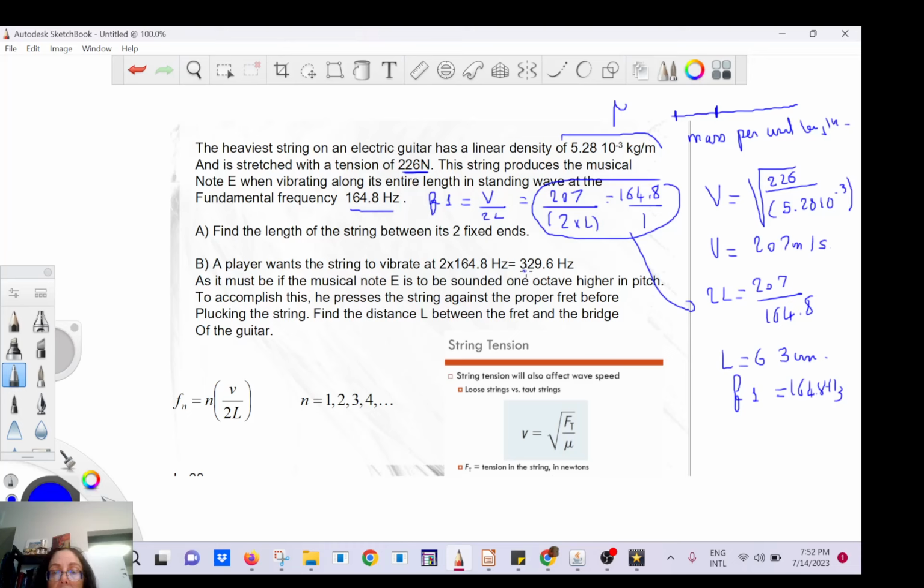Now if you want to multiply the frequency by 2, so the frequency is multiplied by 2, then the length has to be divided by 2. So the new length should be half, so it's going to be 63 divided by 2, which is 31.5 centimeters.